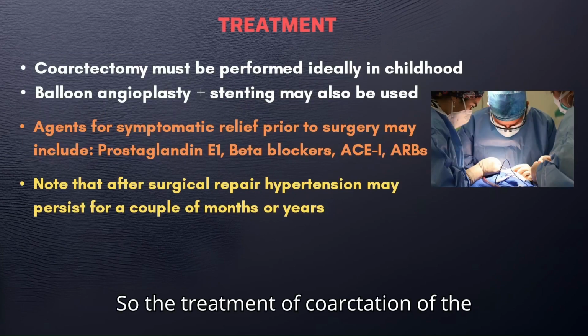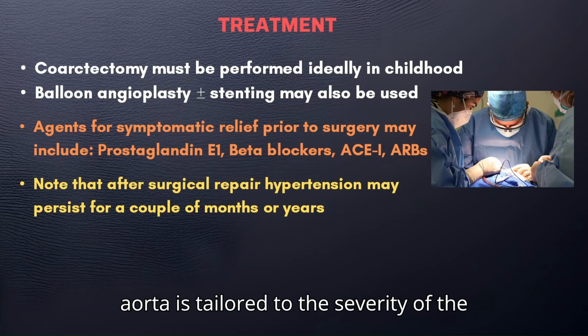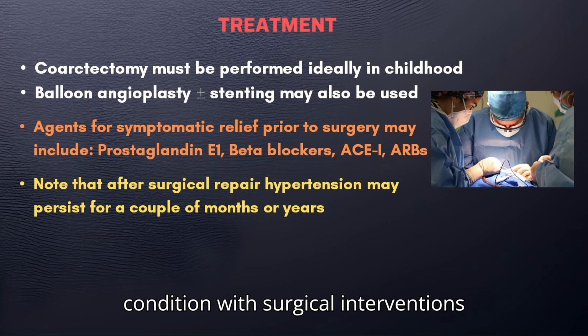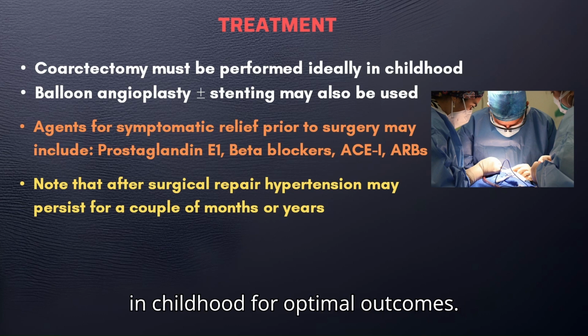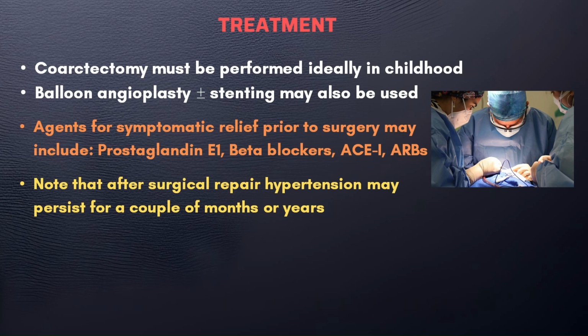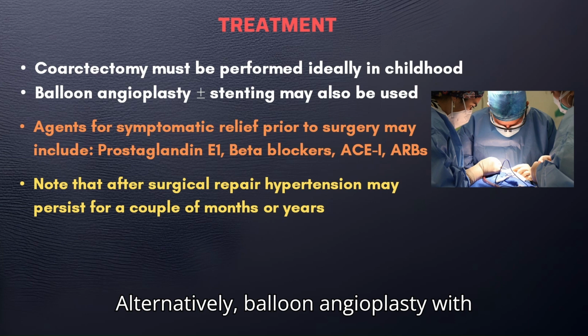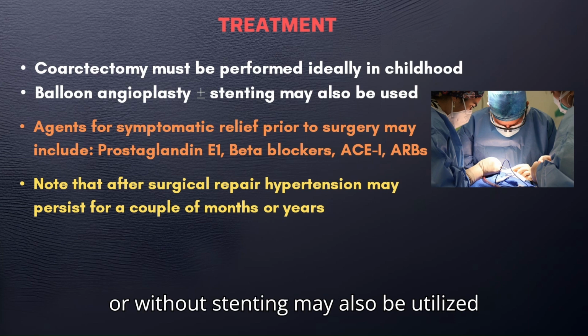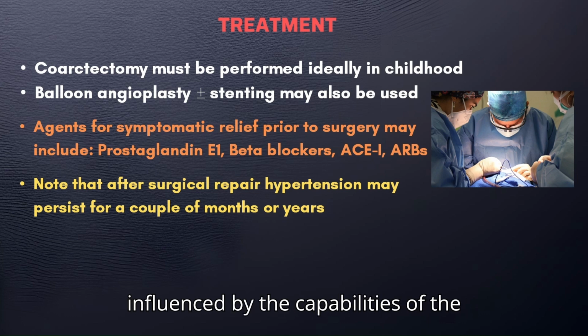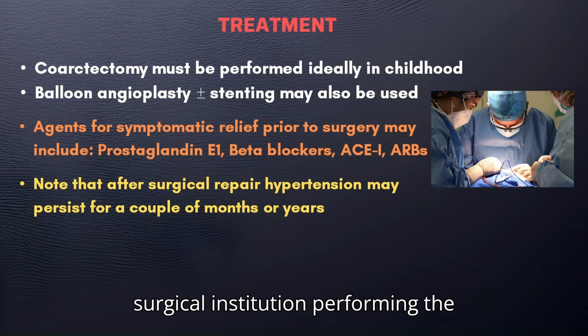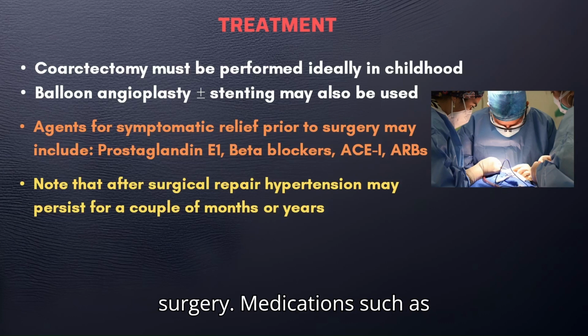So the treatment of coarctation of the aorta is tailored to the severity of the condition with surgical interventions like coarctectomy, that is resection of the coarctation. This is often preferred in childhood for optimal outcomes. Alternatively, balloon angioplasty with or without stenting may also be utilized with the choice of modality frequently influenced by the capabilities of the surgical institution performing the surgery.